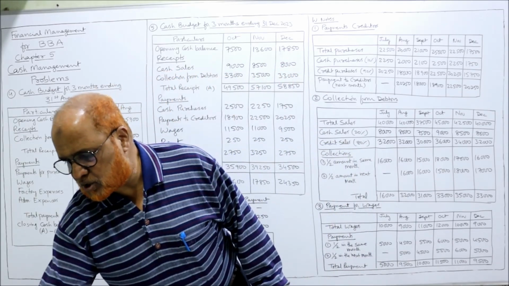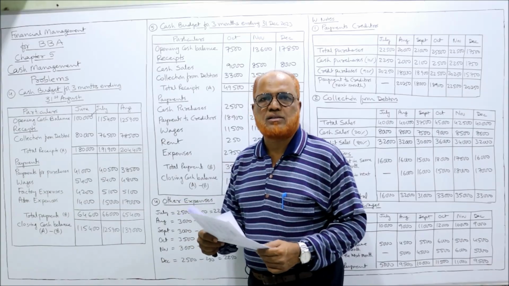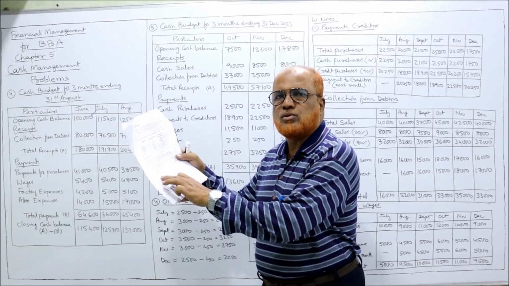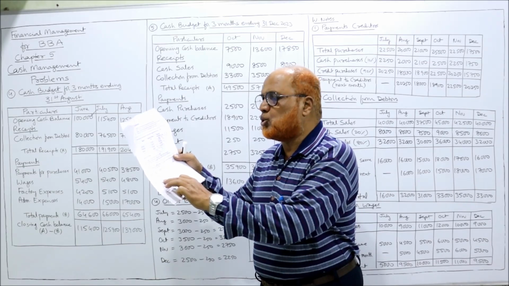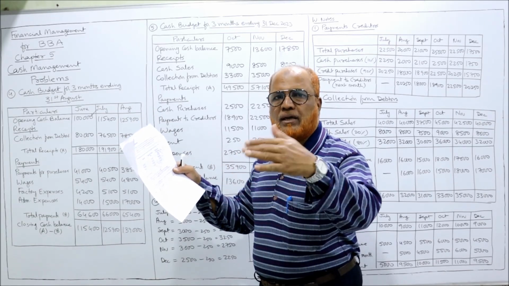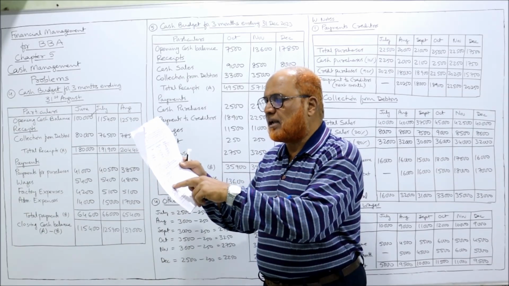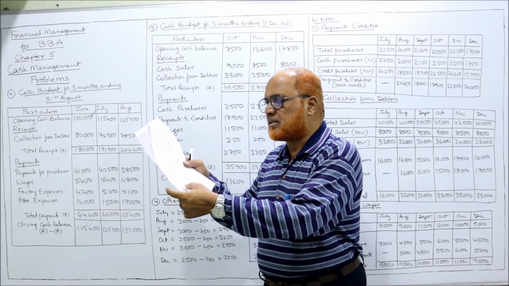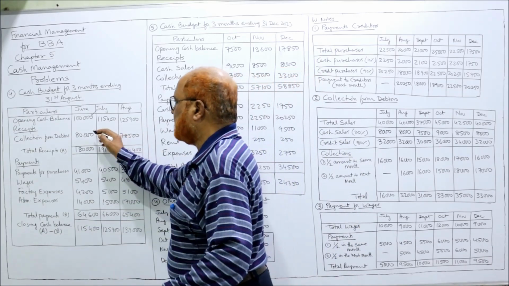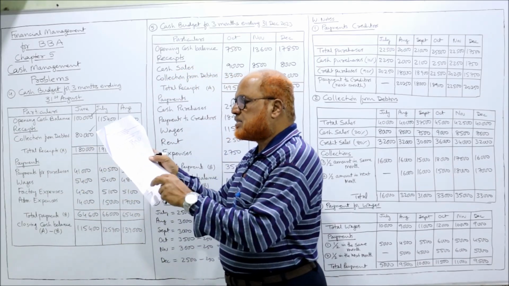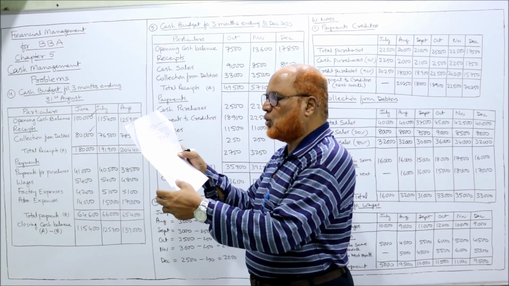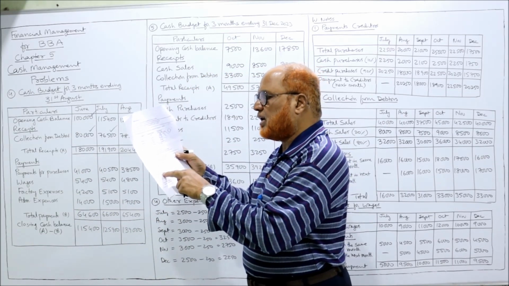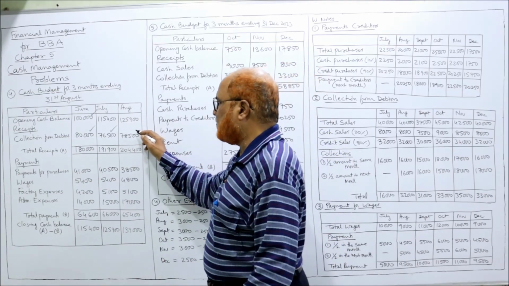First we'll see collection from customers, debtors for sales. How much are the sales for April? 80,000. This we will receive in June. April के बाद May, May के बाद June. तो April में जो सेल करे उसका अमाउंट कलेक्ट होगा जून में. So April 80,000 will be collected in June. So here I have taken 80,000. Then May 76,500 will be collected in July 76,500. Then June 78,500 will be collected in August 78,500.